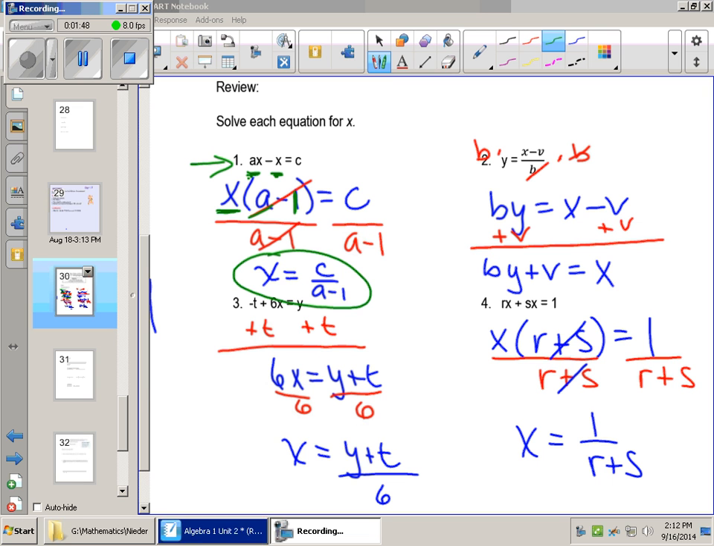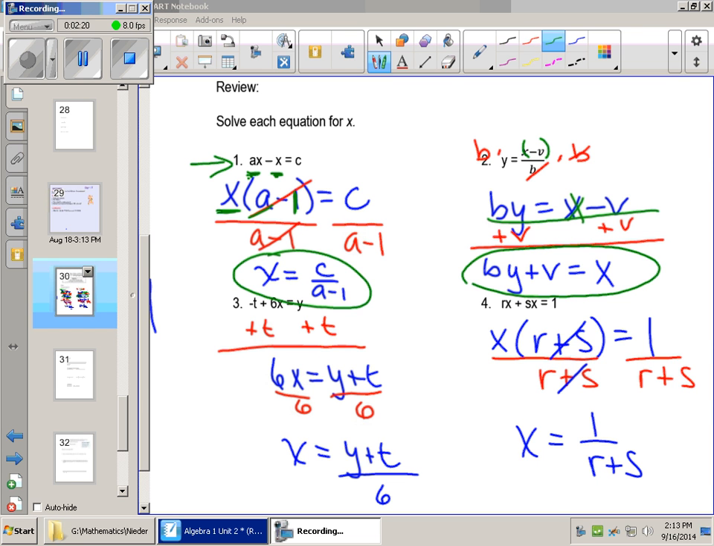Okay? Number 2 maybe wasn't quite as hard. To get the x by itself, the first thing you need to do is multiply by b on both sides, right? Because the top, remember, when it's all in the numerator, it's kind of like there's an understood parentheses around that numerator. So we get rid of the division first by multiplying by b on both sides, and that gives us this part. Then we want to get x by itself here, so we add v to both sides, and those aren't like terms over here on the left, so we can't combine them, so we get by plus b equals x.